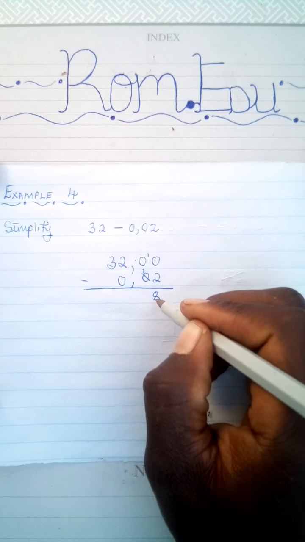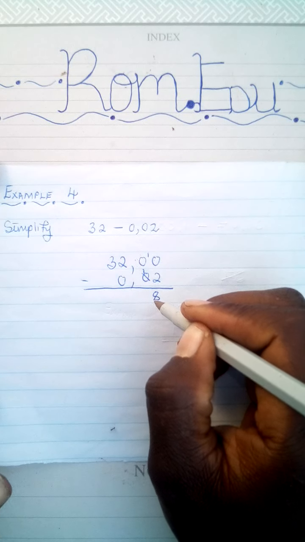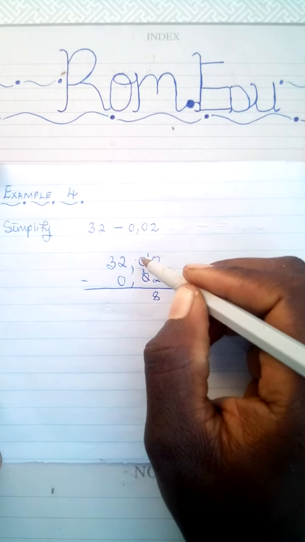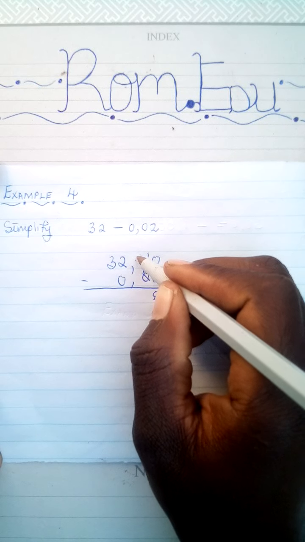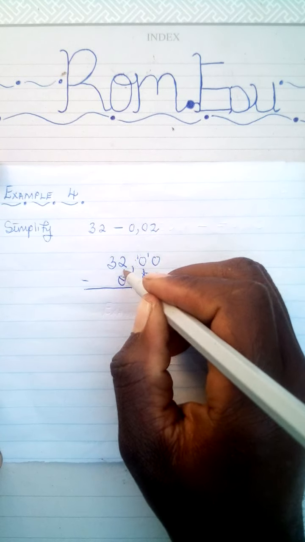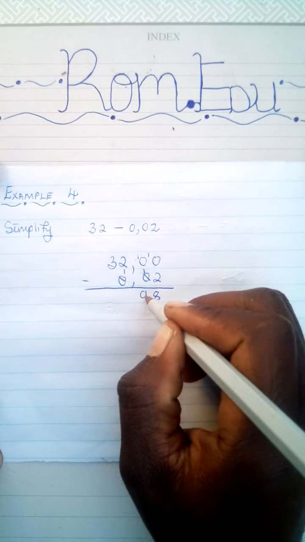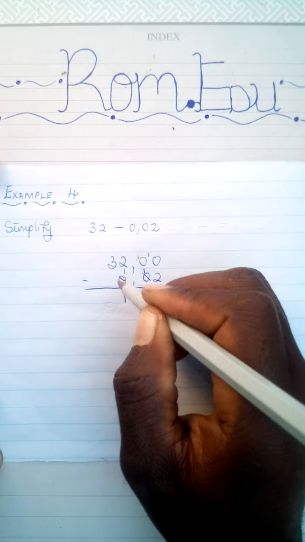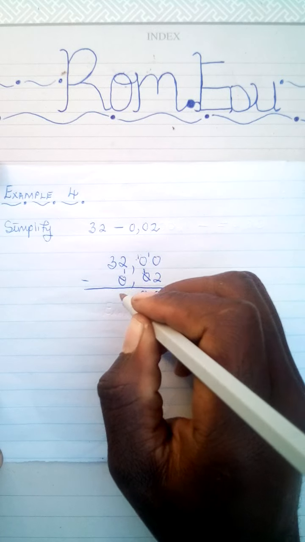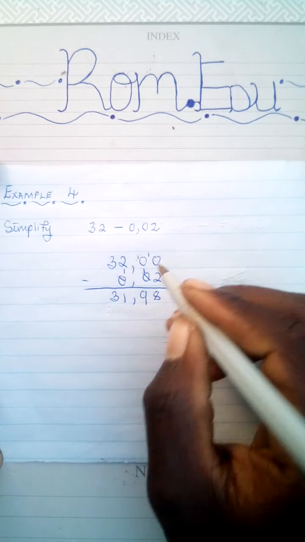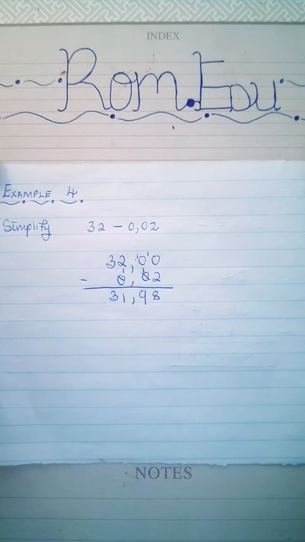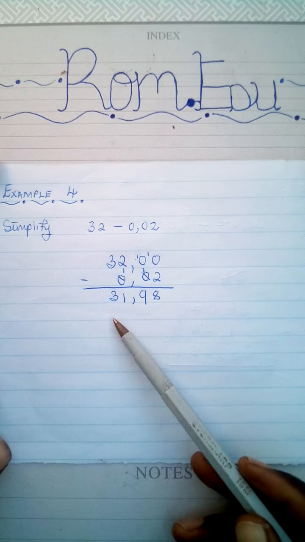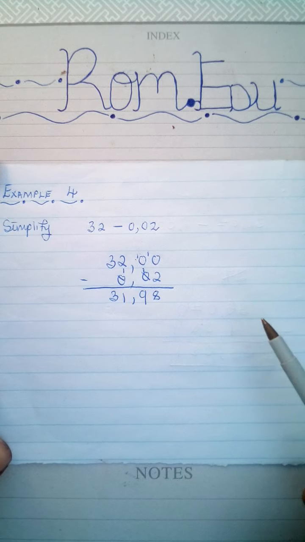Then 0 minus 1, it can't, I'm going to add a 10 here and a 1 into here. 10 minus 1, that's 9, I align my commas. 2 minus 1, that's 1. 3 minus 0, that's 3. There you go. 32 minus 0,02 is 31,98. Remember, it's not 31,98 read as ninety-eight, as I said before.